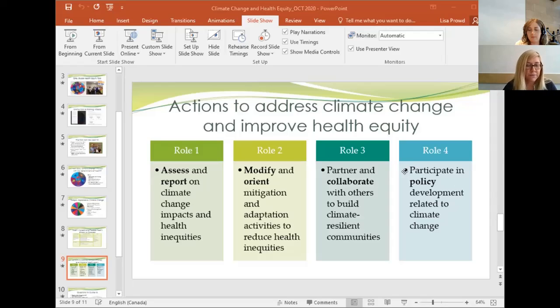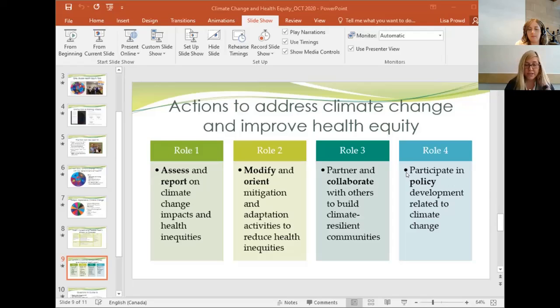And lastly, role 4, to participate in policy development. We can advocate for policies that reduce health inequities and contribute to climate resilient communities, such as active transportation, connected trails, safer intersections. But when policies are proposed, it's really important to assess the potential impacts on populations.